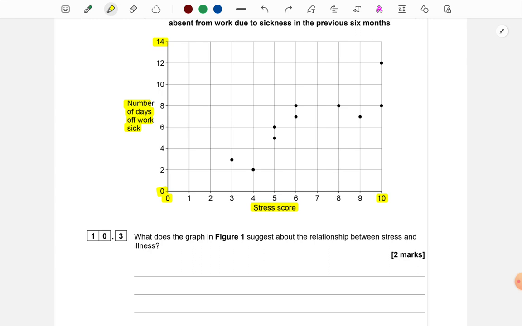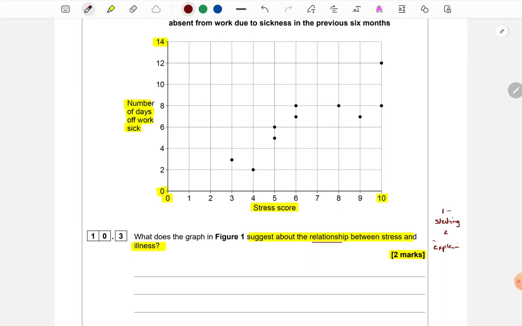What does the graph in figure 1 suggest about the relationship between stress and illness? Okay, what has been asked, and it is for 2 marks. What is not a very clear command term, so we can focus more on the marks. It is for 2 marks. So definitely when they ask a question about relationship, they want us to give a definite relationship. 1 mark they will give us for stating correctly which type of relationship we are getting. So 1 mark for stating. Second, for elaborating upon it or just explaining what that relationship is with reference to the graph shown.